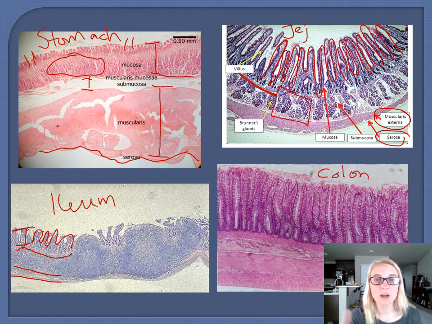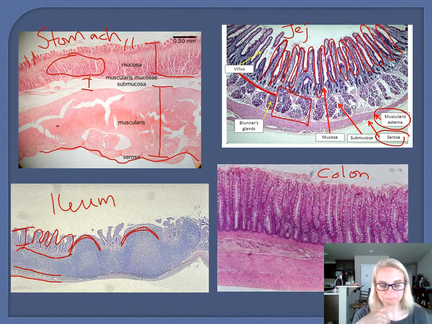We call them mucosa-associated lymphatic tissues, MALT. Well, now we know what the mucosa is. So here's the mucosa, and here's the lymph nodules associated with the mucosa in our digestive tract. And our tonsils were the same thing. They were embedded in the mucosa of our pharynx and our oral cavity.